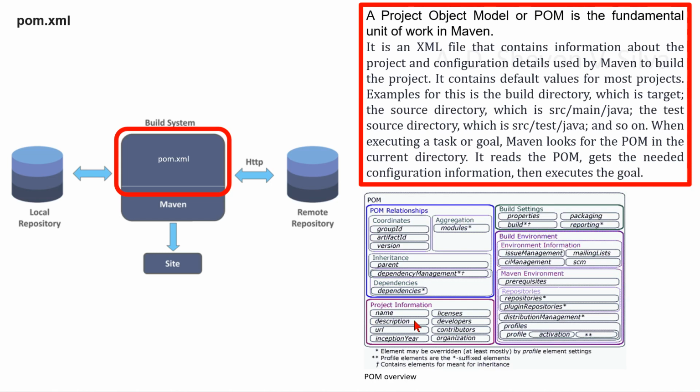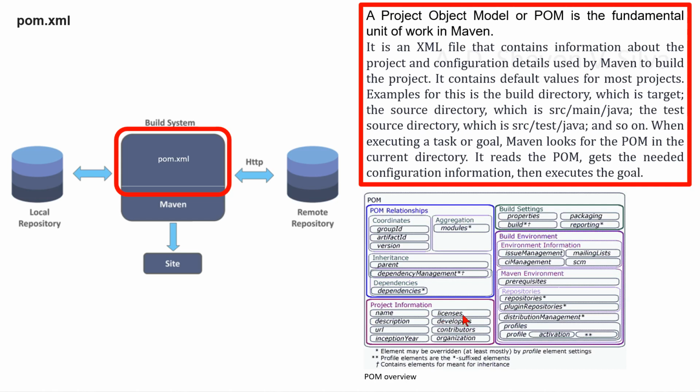Description, a short human readable description of the project. Although this should not replace formal documentation, a quick comment to any readers of the POM is always helpful. URL, the project's homepage. Inception year, the year the project was first created.